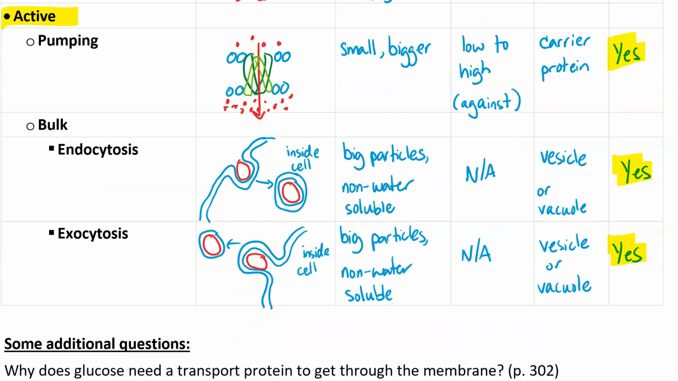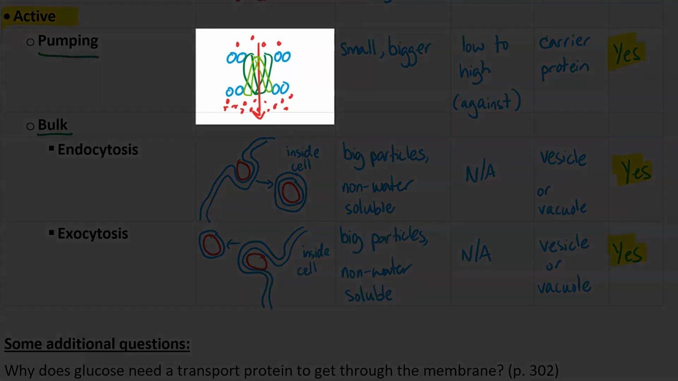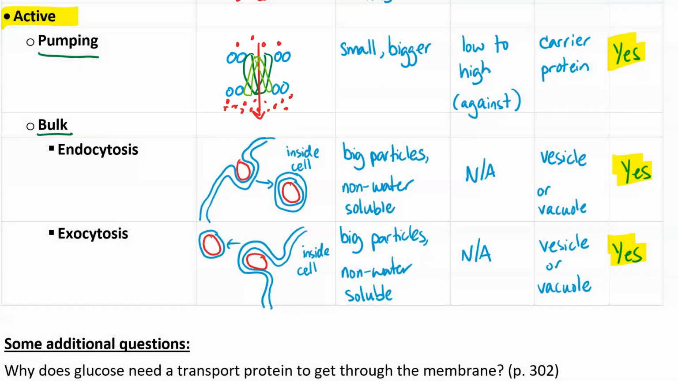Within active transport, you have either a pumping mechanism or what's called bulk transport. With the pumping mechanism, you're dealing with a carrier protein. And why does this carrier protein need to pump molecules from one side of the cell membrane to the other? Well, because those particles are trying to go from a low concentration to a high concentration.